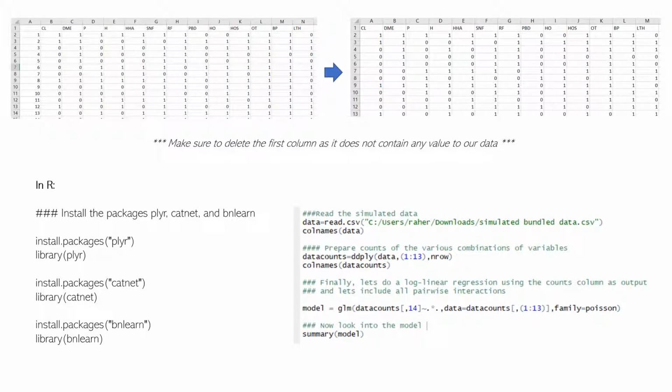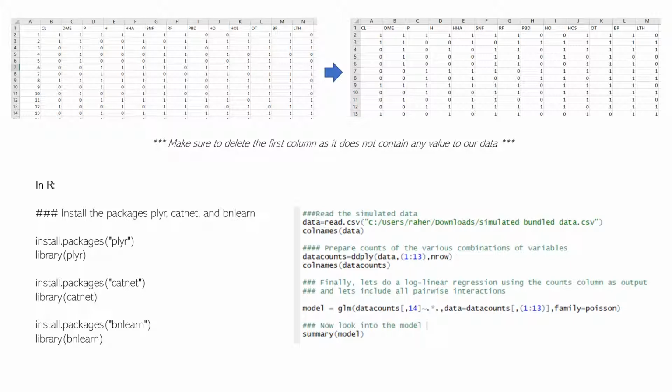So once we download the data from our online source, make sure to delete column A, as this does not have any value to our data. But if you don't, just make sure to change your numbers throughout the R code. But it will make everything so much easier if you just delete the first column. And then we start using R.